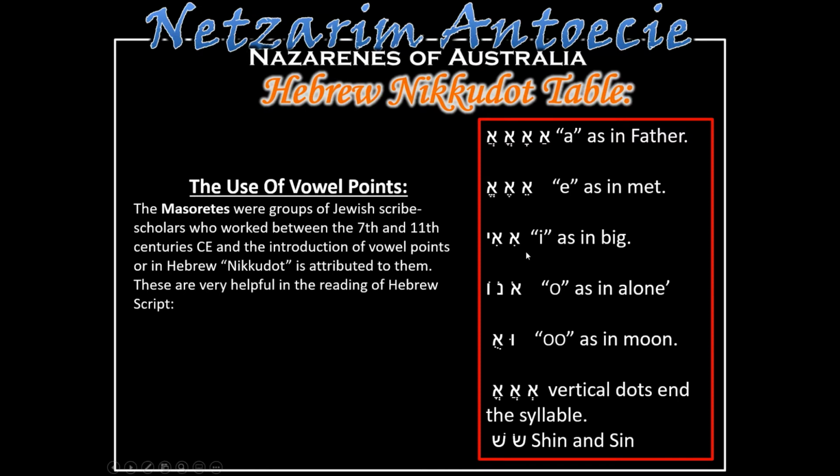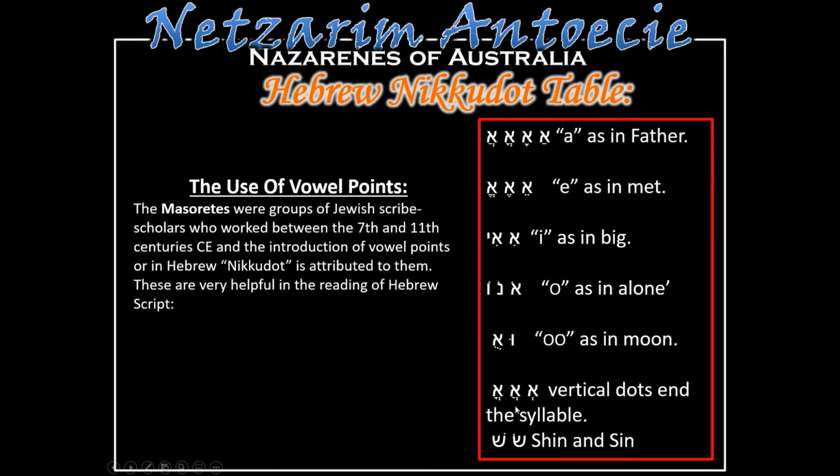When there's a dot underneath it, like that, we get an I sound, as in big, even though where we have this letter yod behind it, it lengthens the sound. And then when we have a dot above the letter, like you see here, it's more an O sound, as in alone. When we have a dot next to the letter, like next to the vav here, or a diagonal 3 dots under the letter, it's more an oo sound, as in moon.